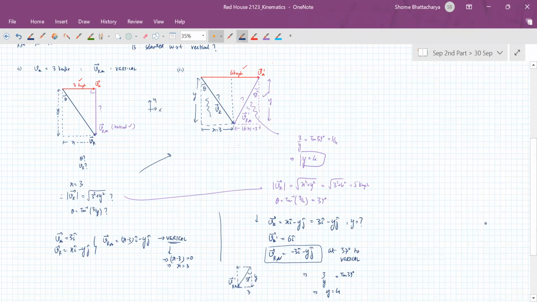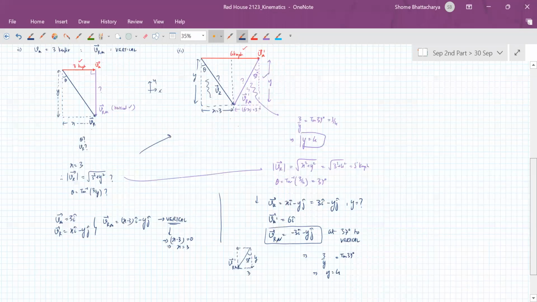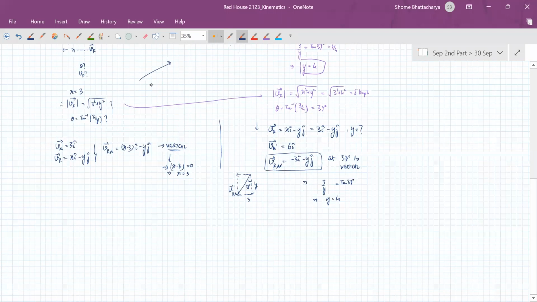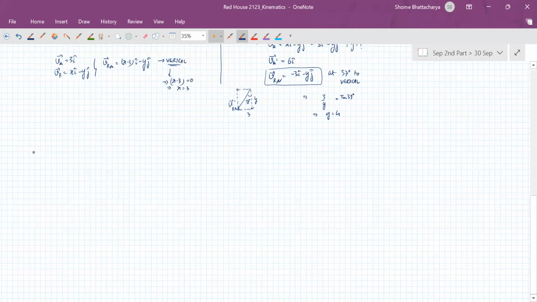Okay, people, so hope this solution is clear. Now in the same situation, in the same problem, we'll do a second part. If the man turns around and walks at 1 kilometer per hour, very slow speed.